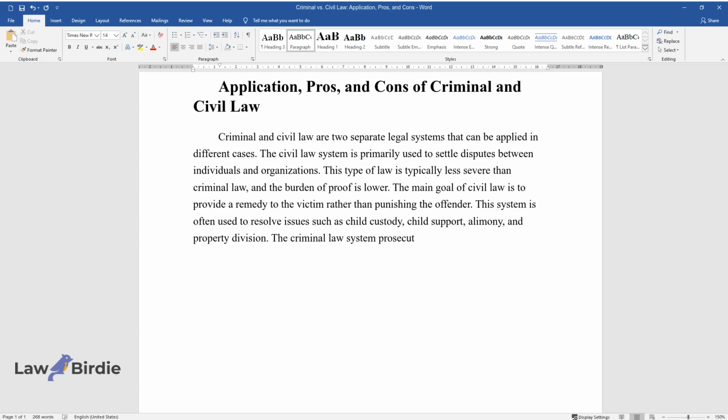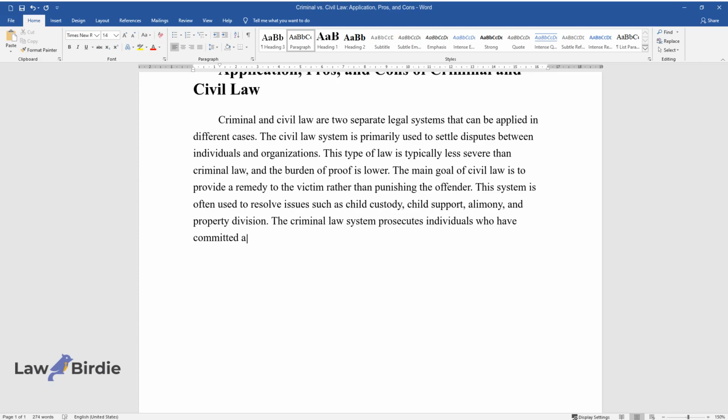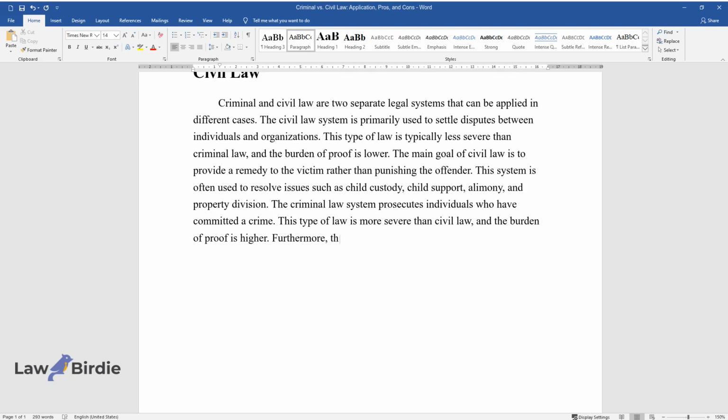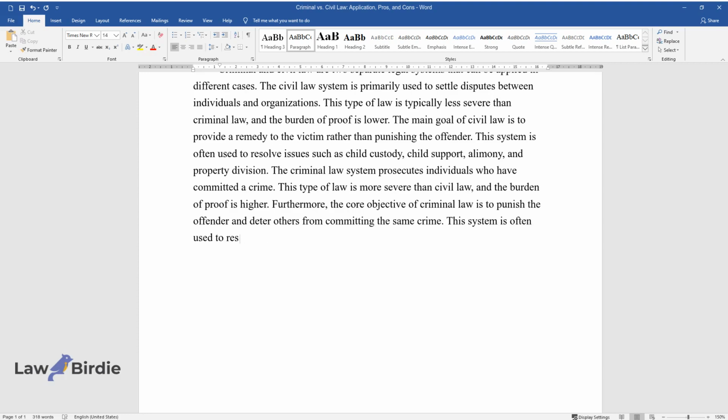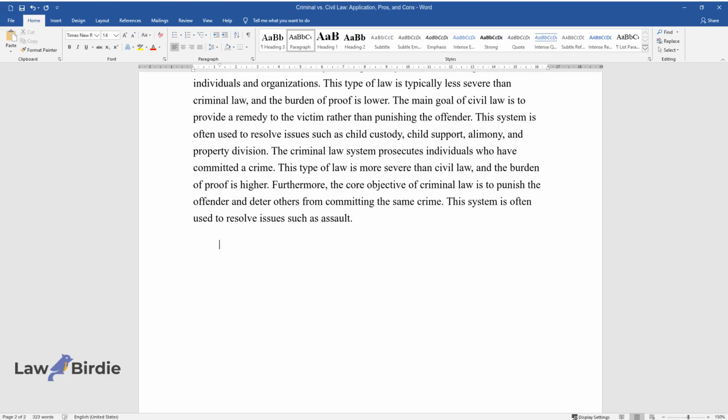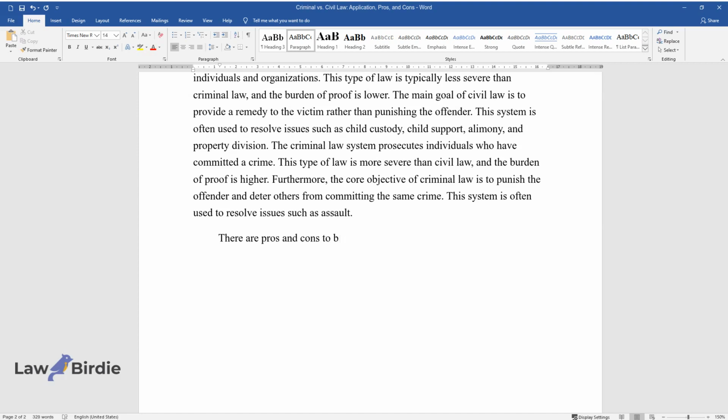The criminal law system prosecutes individuals who have committed a crime. This type of law is more severe than civil law, and the burden of proof is higher. Furthermore, the core objective of criminal law is to punish the offender and deter others from committing the same crime. This system is often used to resolve issues such as assault. There are pros and cons to both civil and criminal law systems.